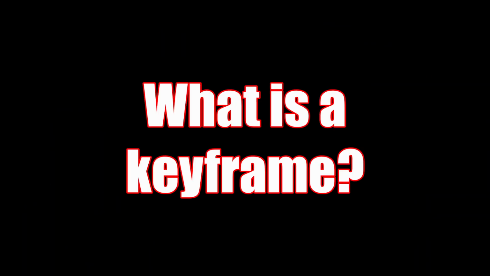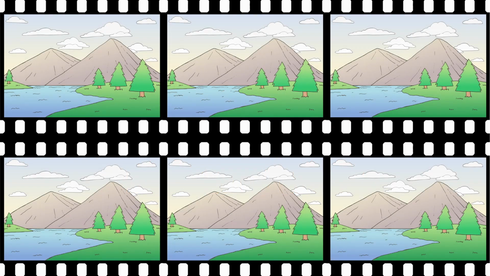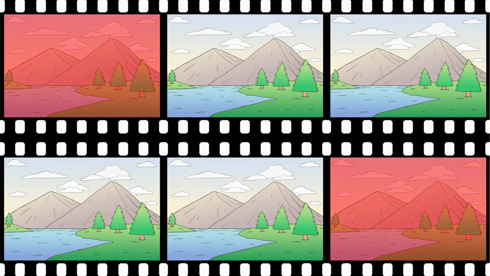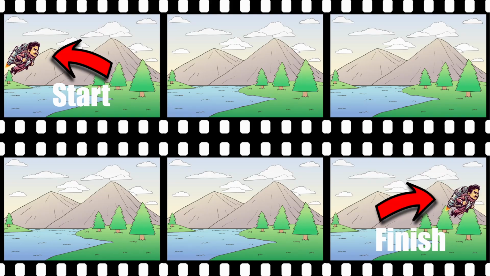So what exactly is a keyframe? Well, in video editing, at a minimum, keyframes are used in pairs, with one being the starting position of an object or image and the other being the finishing position. You set those positions and the editing software automatically fills in the gap.